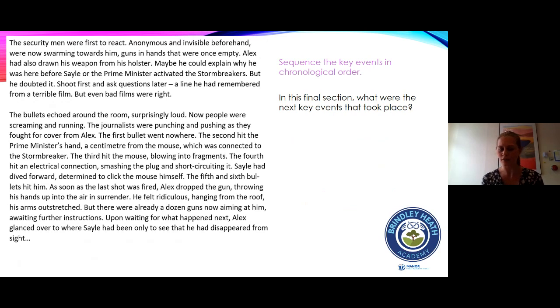We've just got the final part of the extract now to read, and again we're going to do the same activity. I'm going to do a shared read again, so if you want to join in, feel free.